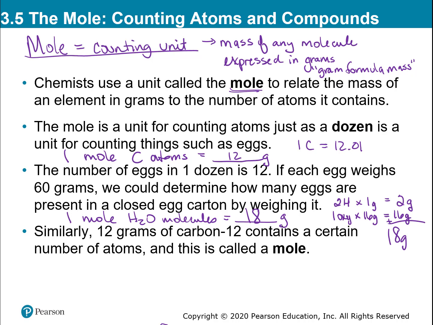All you need is a periodic table and a calculator. You don't have to figure anything out. You're just looking at the periodic table. 2 hydrogens, each one weighs 1, so that's 2 grams. 1 oxygen, which weighs 16 grams. Add them together.